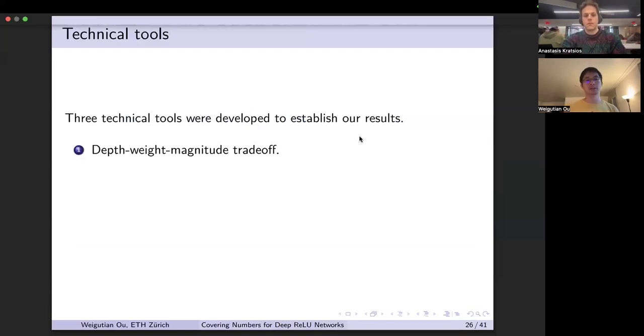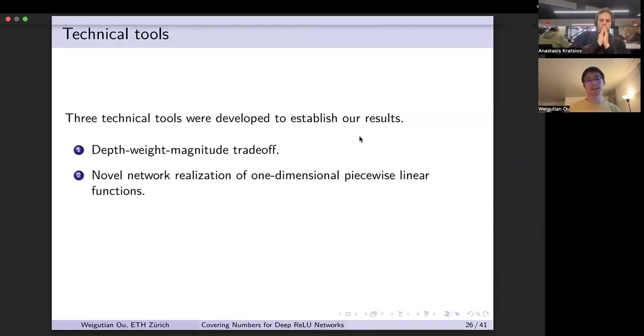The first one is called the depth-weight magnitude trade-off. And the second one is the natural realization of one-dimensional piecewise linear functions. And the last one is called the bit extraction technique. Let's start from the first one.